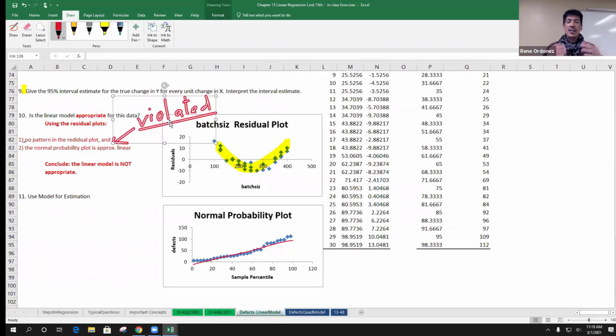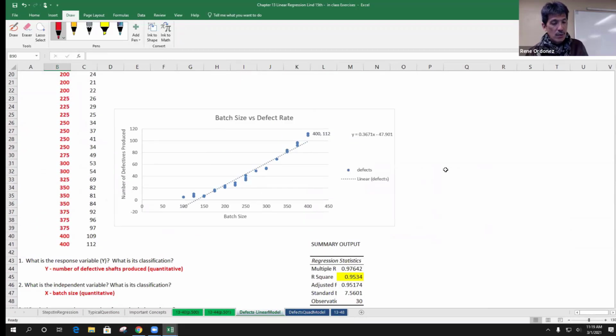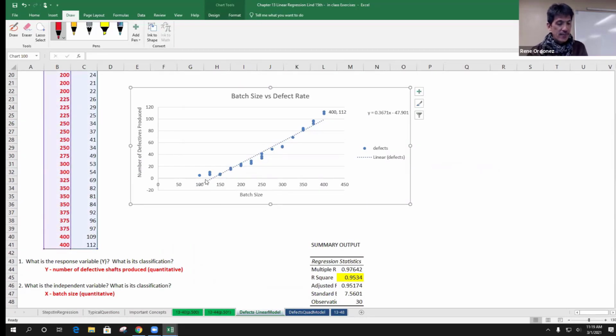What this tells us is that there is a better model that will represent the relationship between defects and batch size. And what was it that we observed in the plot? We tried to fit a linear model there. Yes, that linear model is significant, has a high correlation value, has a very high R-squared value, but the linear model does not fit. So what model appears to be a better fit?